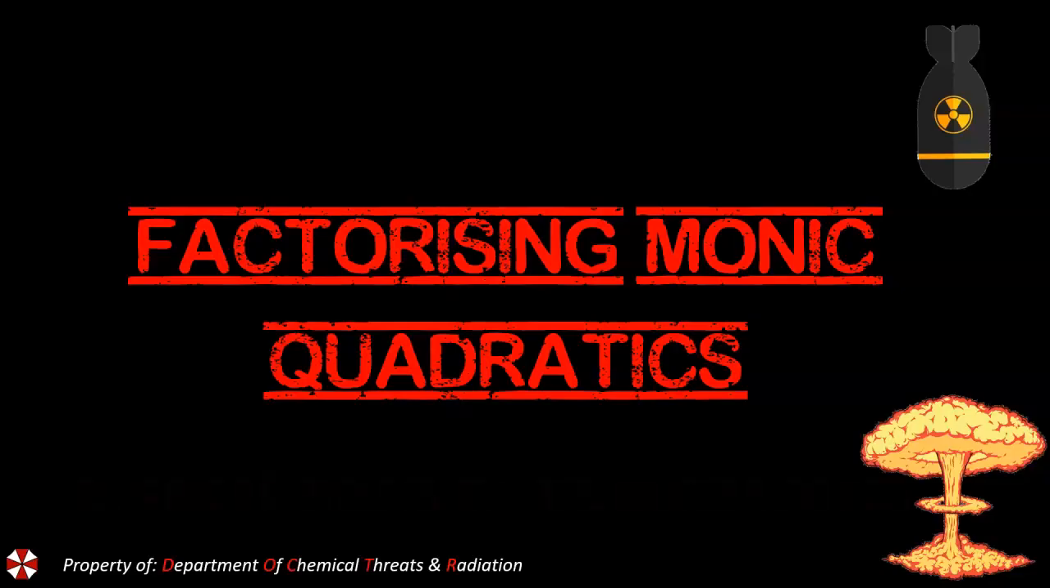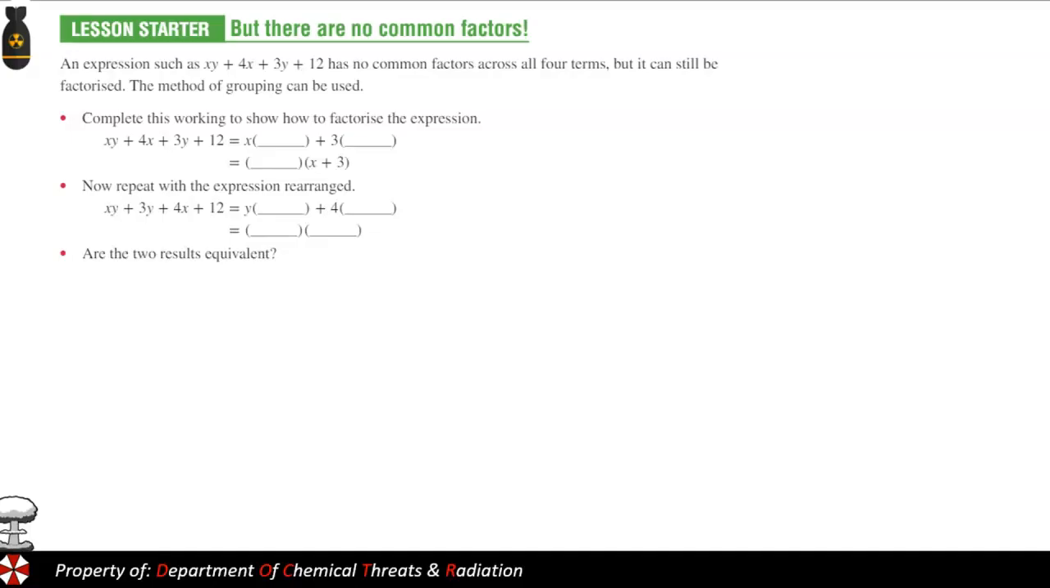In this lesson, we're going to look at factorising monic quadratics. So to start off with, I've got a quick little activity for you. We've got this expression here, xy plus 4x plus 3y plus 12. It doesn't have any common factors for every term.